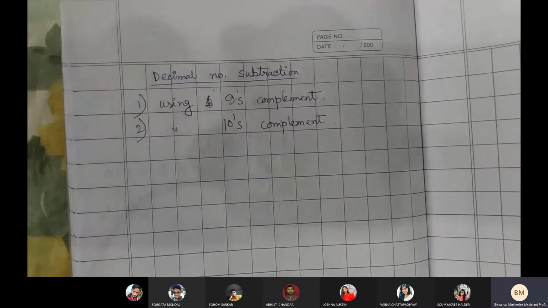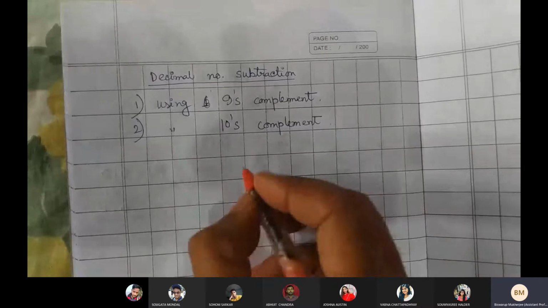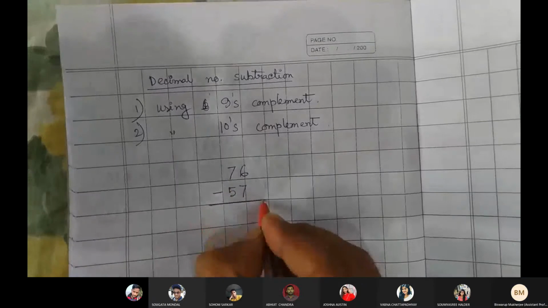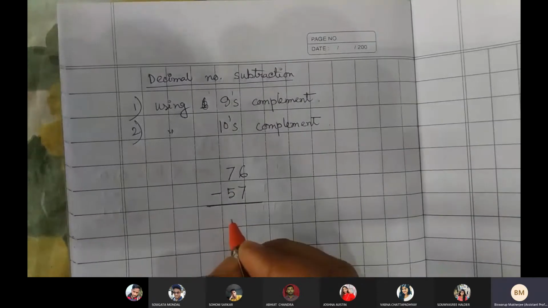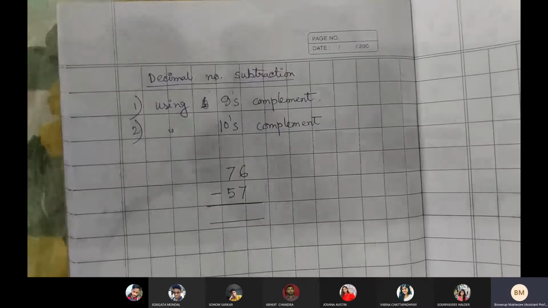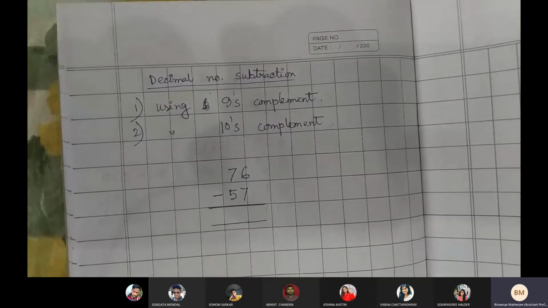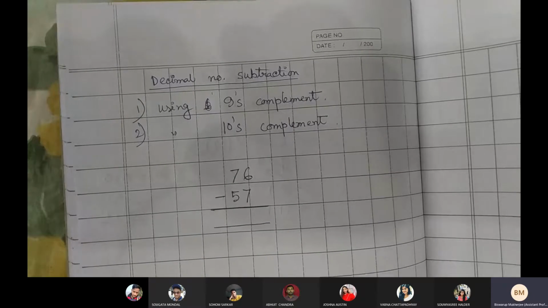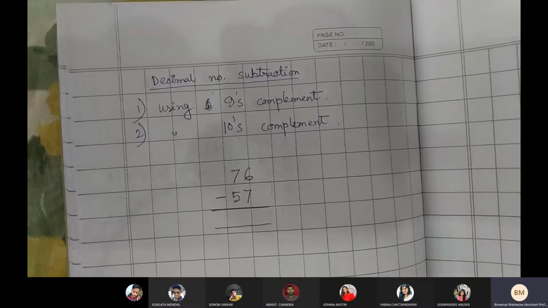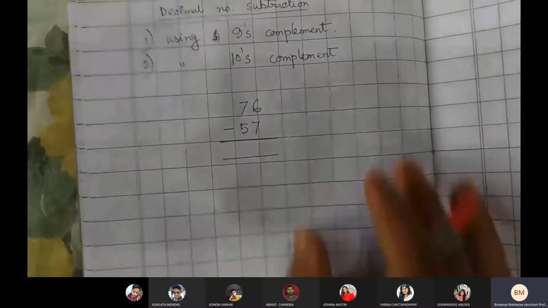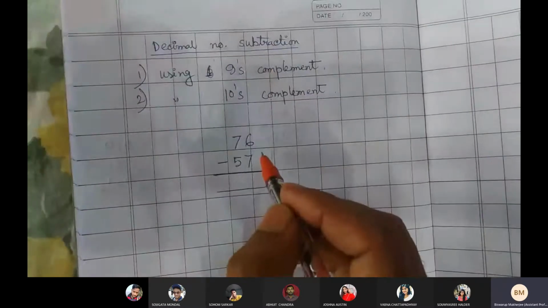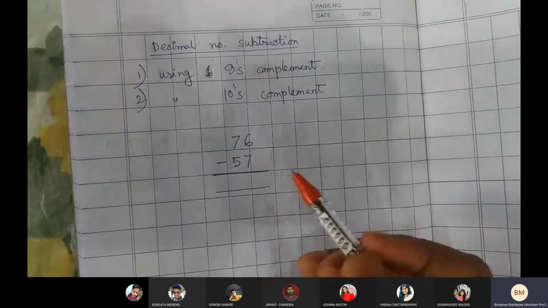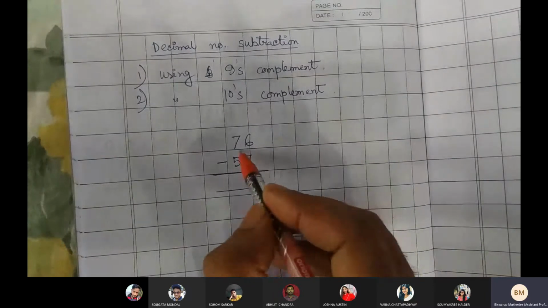Let us say we have one subtraction like this. Maybe it's 76 minus 57. Suppose we need to subtract. This is a childhood thing, we need to subtract this. But instead of simple subtraction, we'll be using nines complement. We'll be subtracting using the nines complement method. So what is the process? The process is to take the nines complement of the subtrahend. So this is the minuend, this is the subtrahend. So take the nines complement of the subtrahend.